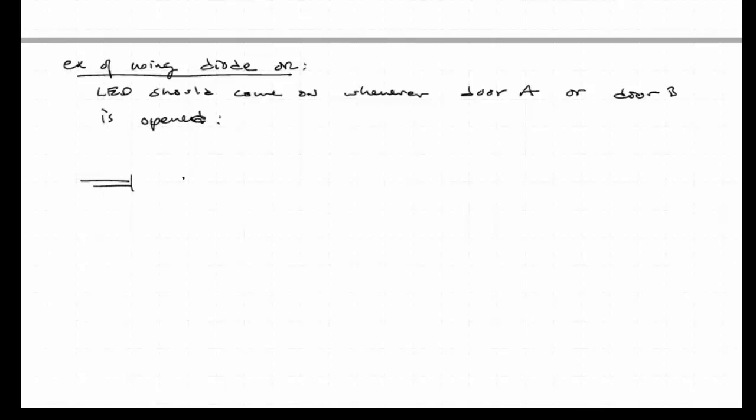Suppose you want an LED to come on. So the LED should come on whenever we have two doors, whenever door A or door B is opened. Imagine we have a door here that is going to swing open like this. This is A, and then B door opens, and inside here, I'm not going to draw it so well, but we would have, let's say that this is a symbol for a push button switch.